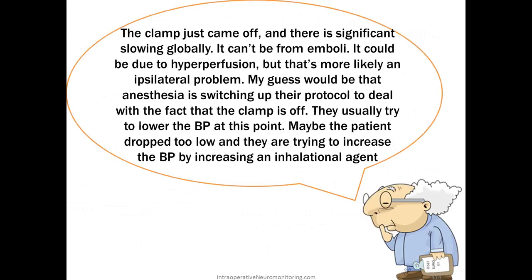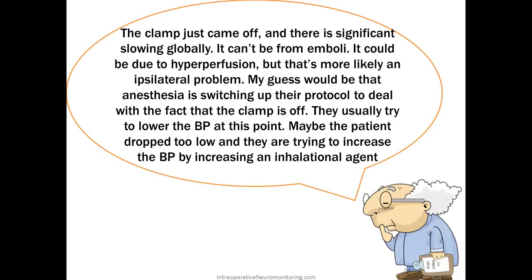Okay, going forward, the clamp just came off and there is significant slowing globally. It can't be from an emboli. Remember, an emboli would lodge somewhere. It would cause some kind of unilateral change unless there was some ridiculous anatomical variation, but that's got to be low on our probability list of differentials. It could be due to hyper reperfusion, but that's more likely an ipsilateral problem.